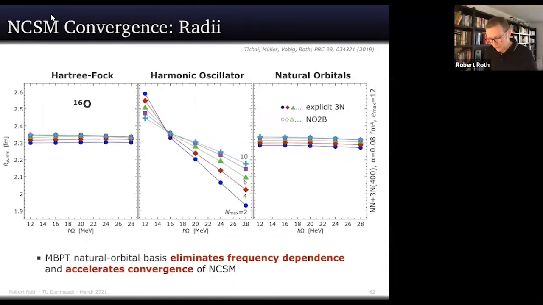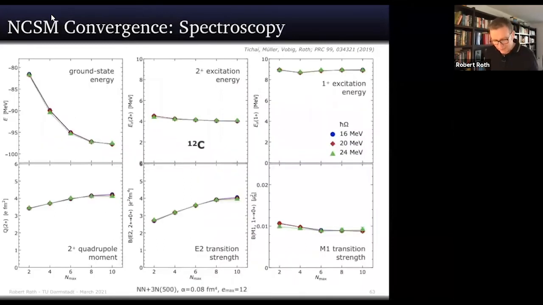So this is one other trick that we can use, and combined, this importance truncation plus natural orbital basis choice can now be used to compute all kinds of observables. Here I just have a collection for carbon-12. That's the ground state energy. That's the excitation energy for the first 2+ state, the first 1+ state. Here's a quadrupole moment for the 2+ state, the E2 transition strength from the 2+ state to the ground state, and here an M1 transition strength from the 1+ excited state to the 0+ ground state. All of this spectroscopic information you get out of this calculation.